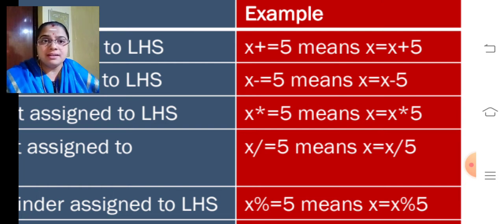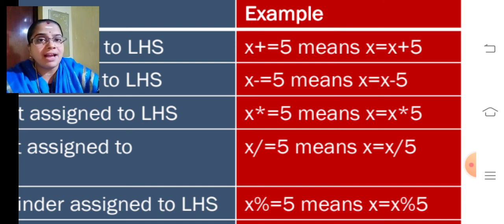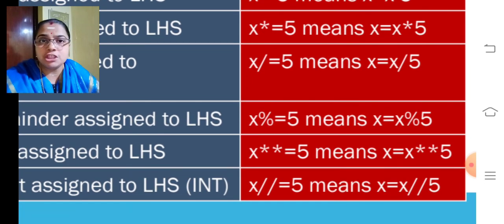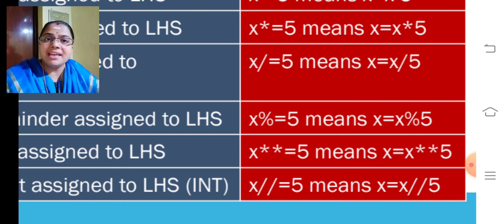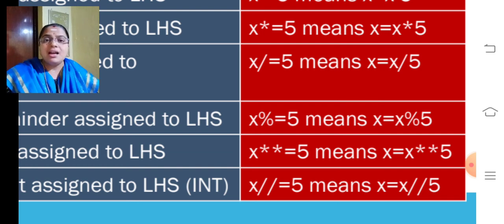My dear children, likewise, we have x plus equal 5, x divide equal 5, x mod equal 5. All the expansions are very similar. Consider a equal to a plus b. How to write that? a plus equal to b. I'll repeat. a equal to a plus b can be written as a plus equal to b.